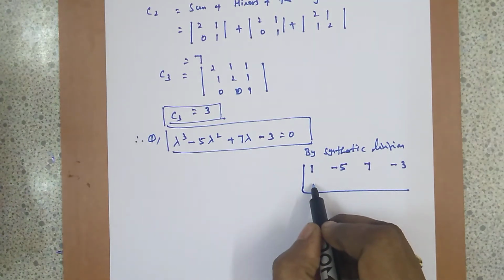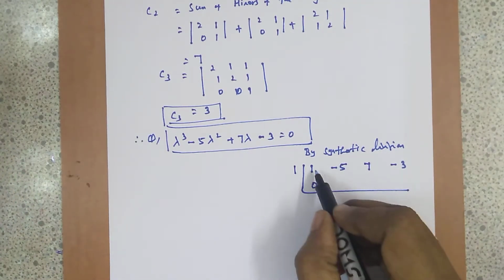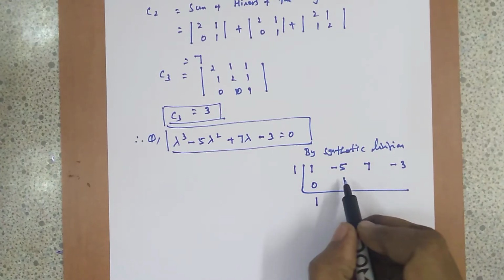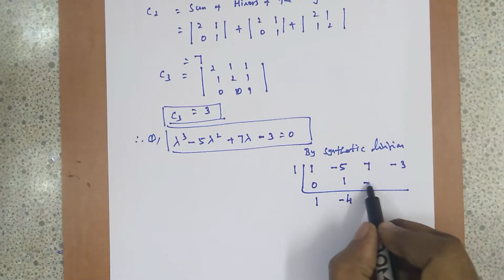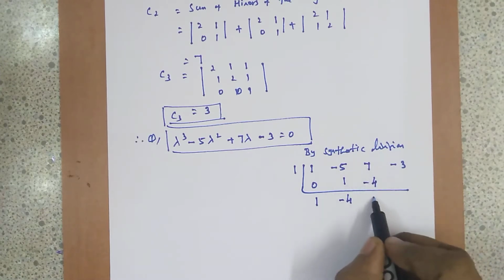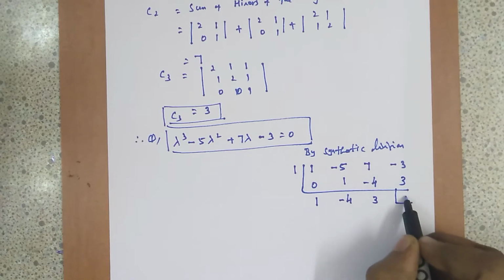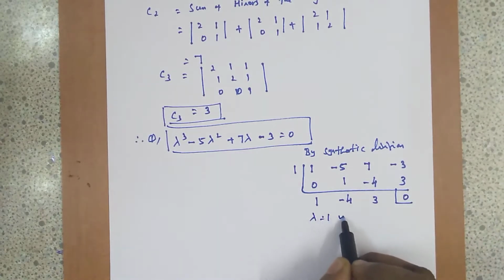Always in the first place we have to put 0. So here I am going to check it for 1. Adding these two elements, we get 1. Multiplying, 1. Adding, minus 4. Multiplying, minus 4. Adding these two elements we get 3, and multiplying we get 3. So the remainder is 0, which means lambda equal to 1 is a root.